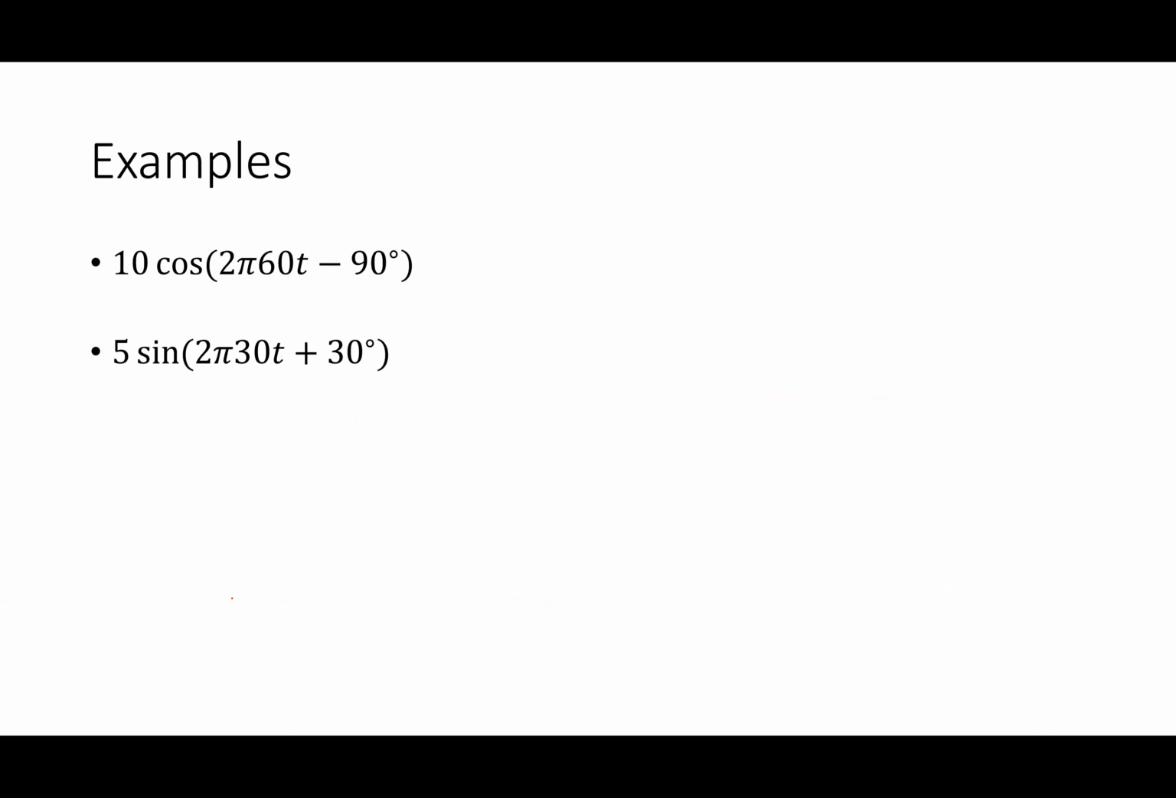So let's just try two quick examples here. If I give you 10 cosine 2 pi 60t minus 90 degrees, what's this going to be for a phasor? 10 angle negative 90. Okay. Now 5 sine 2 pi 30t plus 30. Is that 5 angle 30?